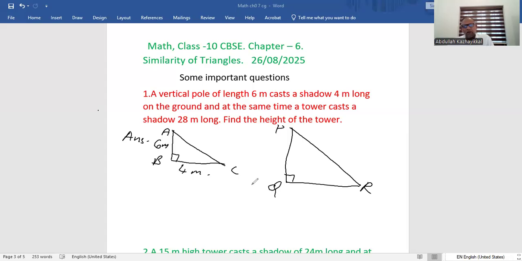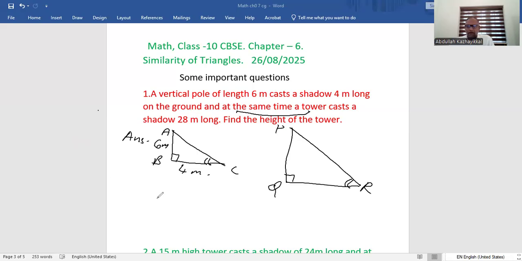Okay, fine. Angle B is equal to angle Q, 90 degrees. One more angle we need. At the same time, on the ground, the shadow is formed at the same angle. That means the angle of elevation will be the same. The sun is here, we can say the altitude. So the angle of elevation will be the same. If you take angle C as theta, the angle of elevation will be the same. Angle C is equal to angle R. I think it is clear.